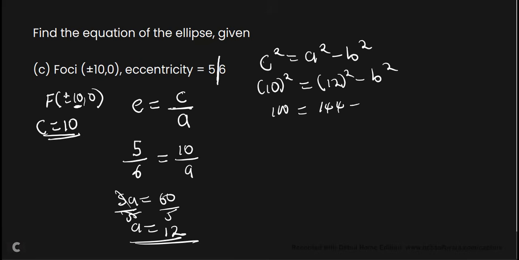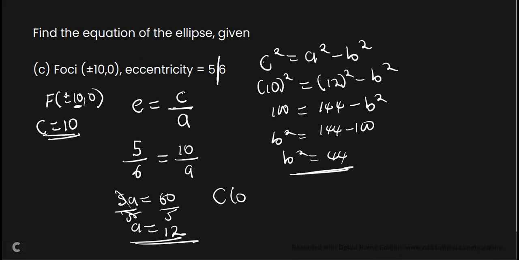So that is, and B will go this side. That is 1.4 minus 1. So this means that is 44. Like that, right? And when you look at the focus, it's 10, 0, meaning that here the center is 0, 0. Those are the hints that you need to take note of.